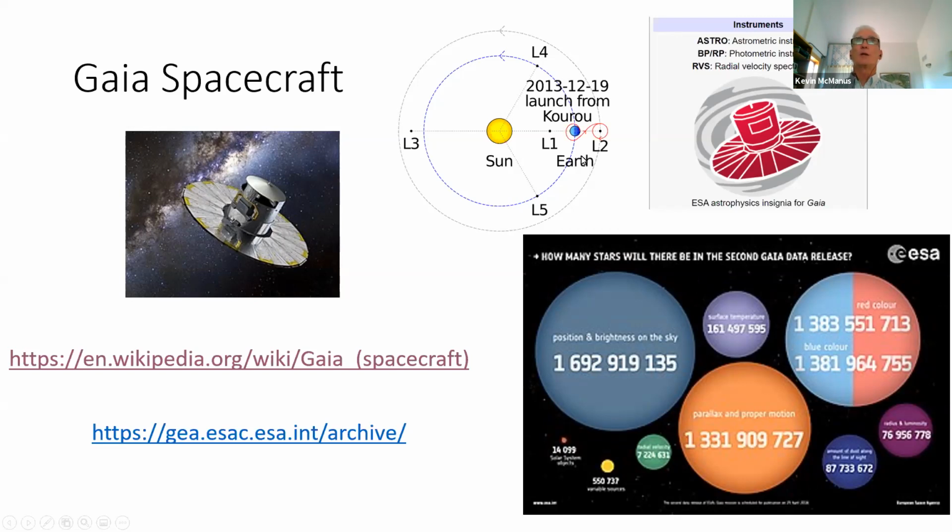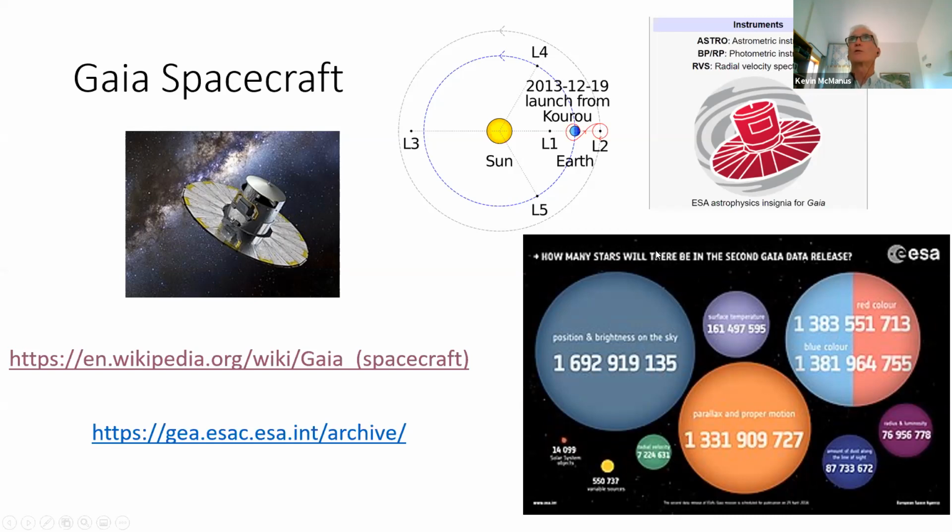This orbital diagram here, you can see that it's in an L2 Lagrangian point. Please don't ask me to explain it because I couldn't. But the punchline of this is that the Gaia satellite doesn't actually orbit the Earth. It orbits with the Earth radially around the sun. And then that forms the baseline measurement that Gaia uses in its parallax measurements.